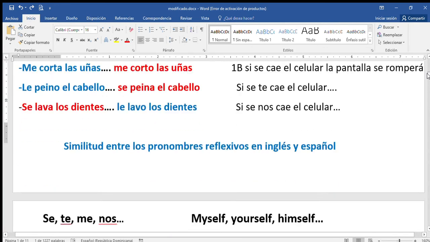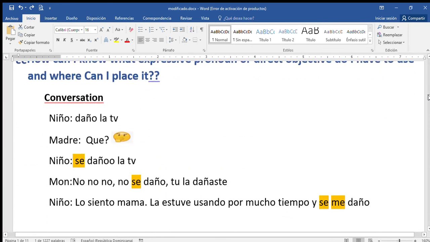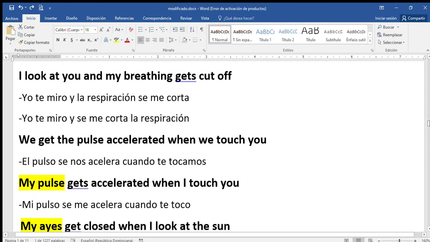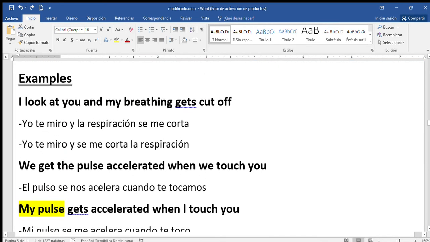So, where was I? El pulso se, the third person, el pulso se, ¿a quién? A nosotros. We. El pulso se nos acelera cuando te tocamos.